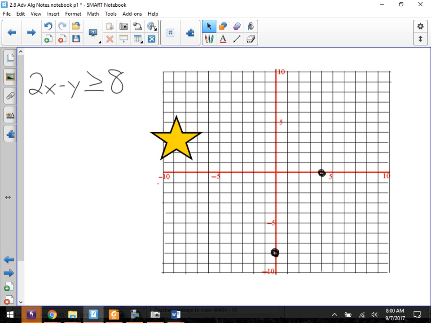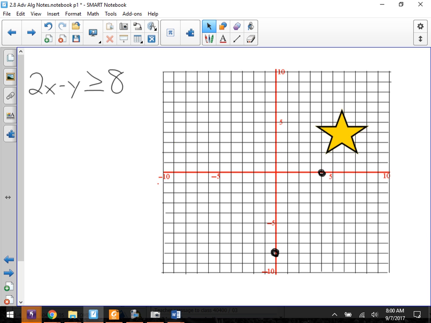Look, shooting star. I wish I wasn't here doing math. I wish for 10 more wishes.